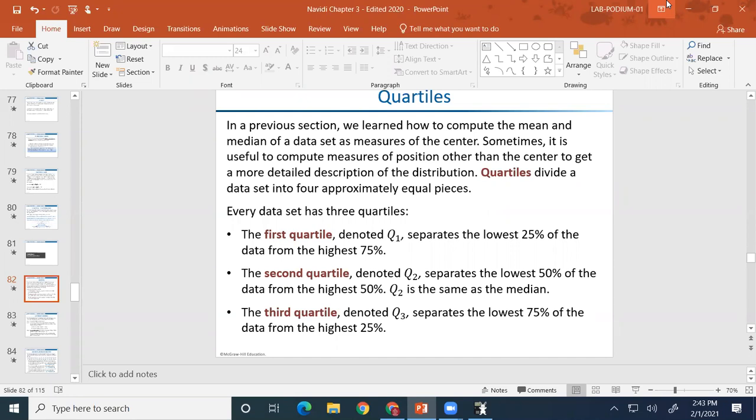Quartile means quarter. So the first quartile means you got 25% down here, and then you got 75% up here. If you're at the second quartile, which is also the median, you got 50% and 50%. And then if you go up to the third quartile here, you got 75% down here and 25% up there.